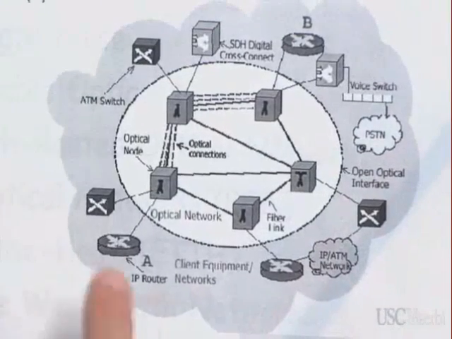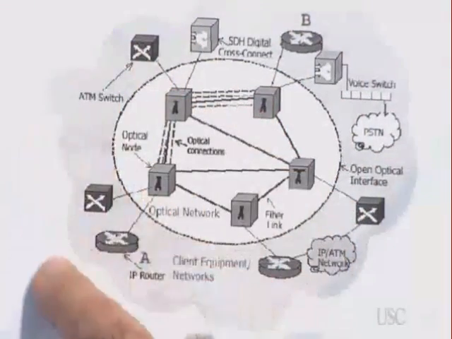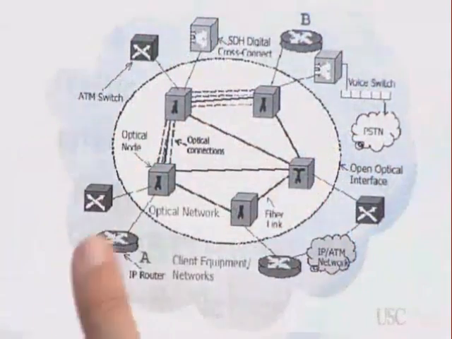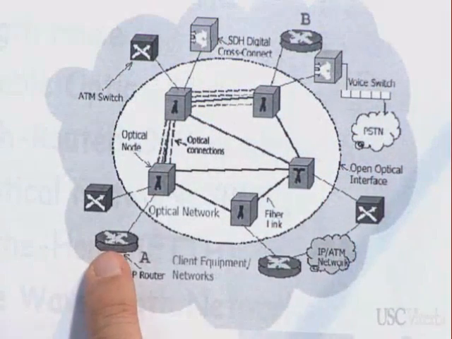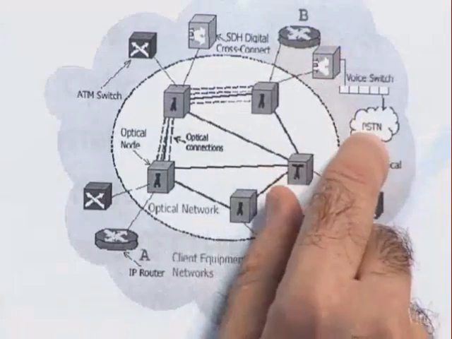Thank you. What do you see? I want you to see outside of the network. You see all types of what? All types of services. For example, you will see a router in here. You will see an ATM network in here. You see the telephone network here, the PSTN.